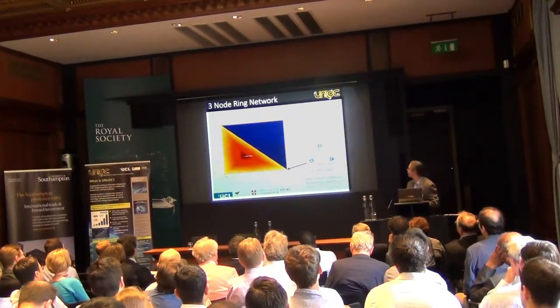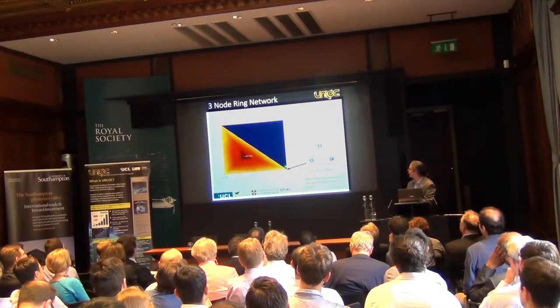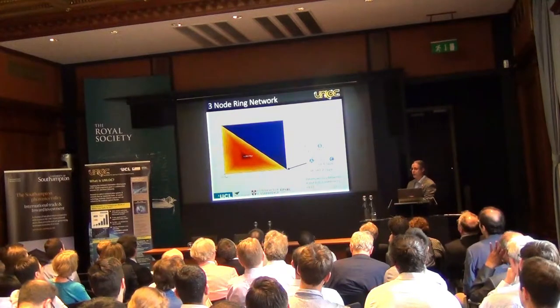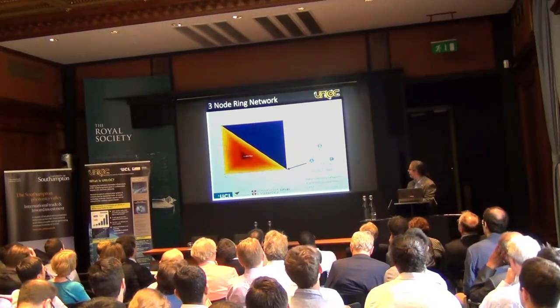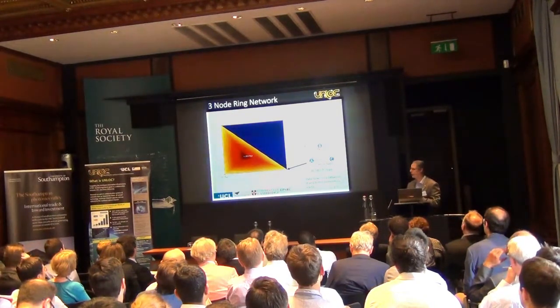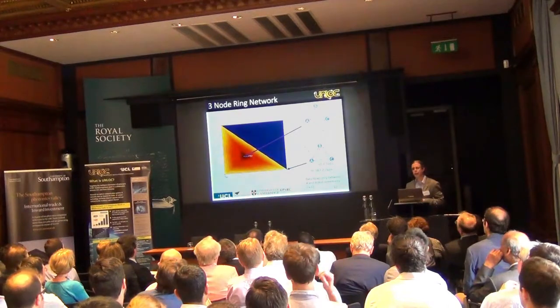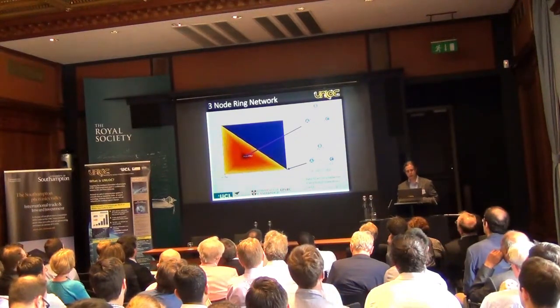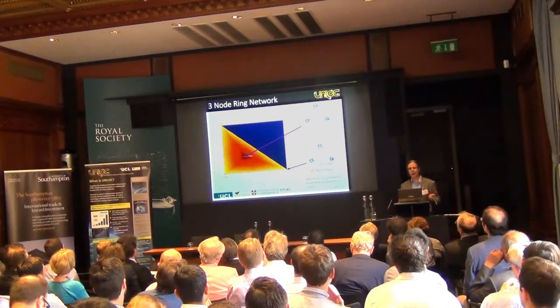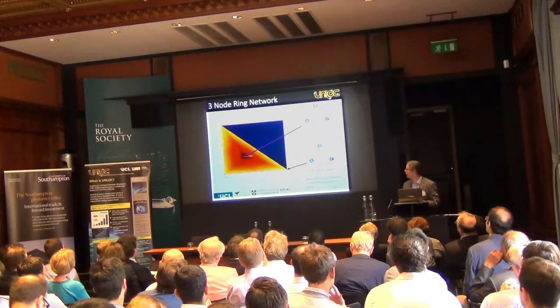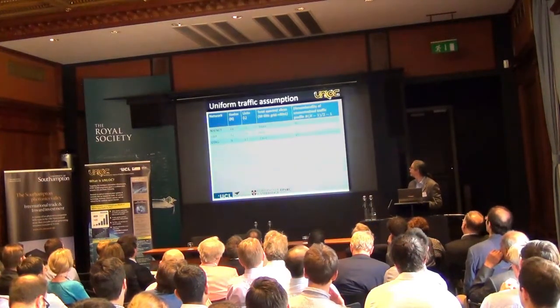We can do something very similar with a ring network. In this case, we're looking at a case where all the data goes from A to B. Some of it goes via C. In that case, you end up with a capacity just under 200 terabits per second. But if you make it symmetric again, so all the traffic goes equally, we end up with about 300 terabits per second capacity. So that's an overview of the tools we're using to analyze networks.